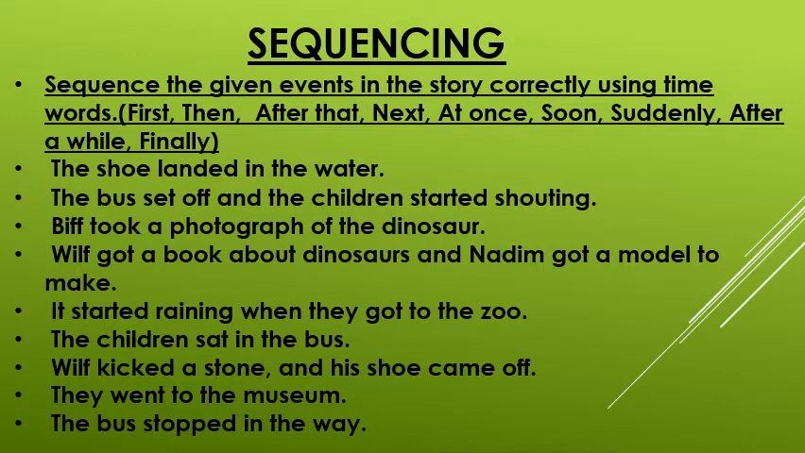So let's come to the events. The shoe landed in the water. The bus set off and the children started shouting. Biff took a photograph of the dinosaur. Wilf got a book about dinosaurs and Nadine got a model to make. It started raining when they got to the zoo. The children sat in the bus. Wilf kicked a stone and his shoe came off. They went to the museum. The bus stopped in the way. Now, start arranging these events orally in your minds and tell me the answer.